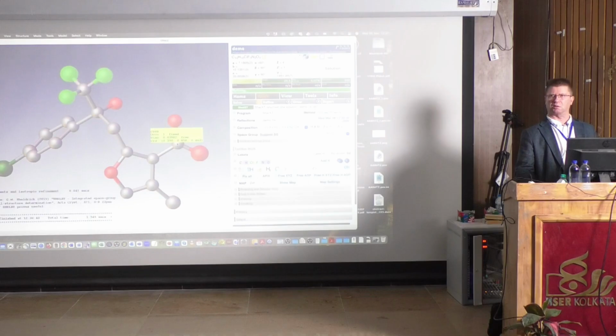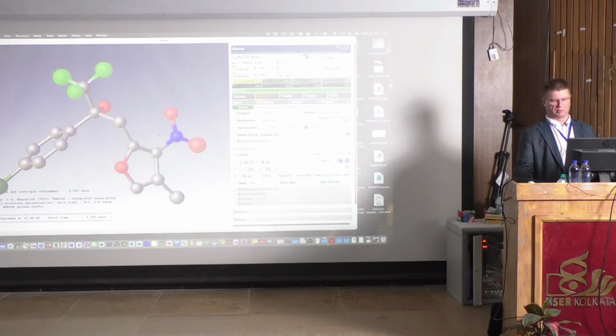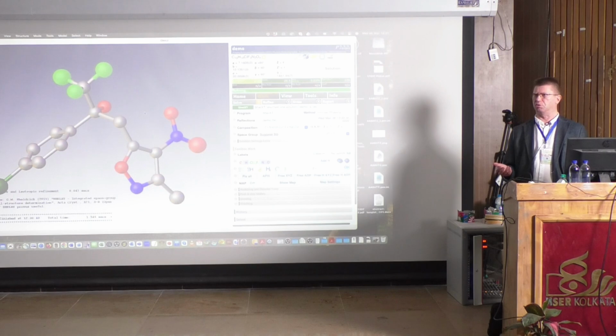Or this is not correct. This has to be a nitrogen atom. So I'll do it like this. And now we know also that this one here is not carbon. So it's nitrogen. So I will assign that to nitrogen. So now we have all the atoms. This is how it works.